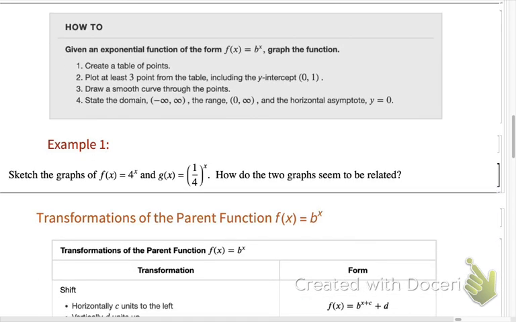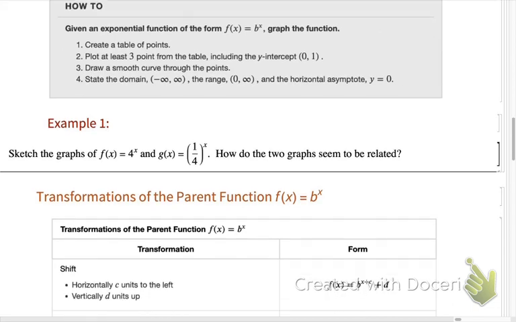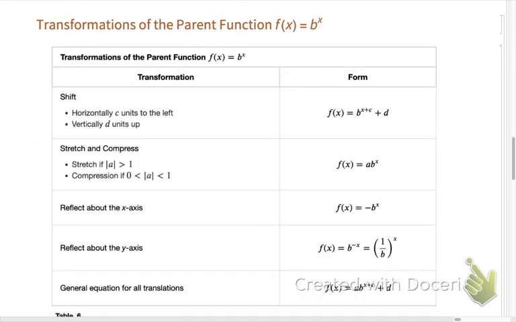Okay. Went through an example of plotting the functions f of x equals 4 to the x and g of x equals 1/4 to the x power. We saw that those two graphs were related. They ended up being the horizontal reflections of each other, or the graph of one was the reflection of the other over the y-axis. And then we summarized transformations of these parent functions.